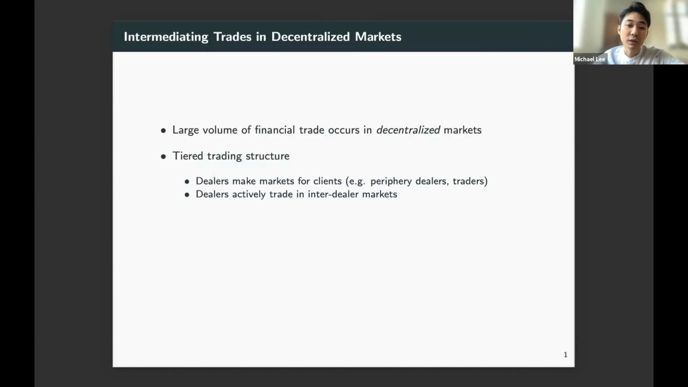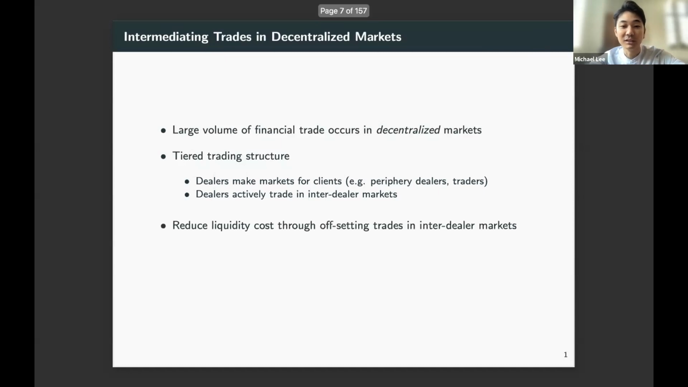Now, this active trading in interdealer markets is primarily to reduce liquidity costs. By entering offsetting trades, dealers can reduce their net positions. It also lowers the liquidity costs associated with making markets. And in this way, interdealer markets play a really vital role in allowing dealers to provide liquidity to their clients.